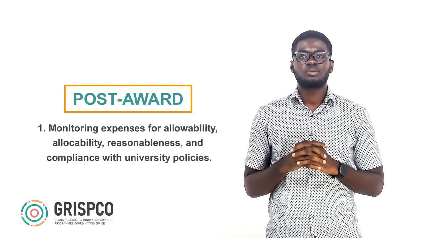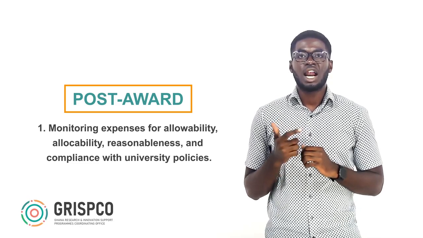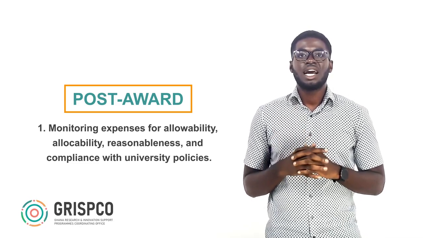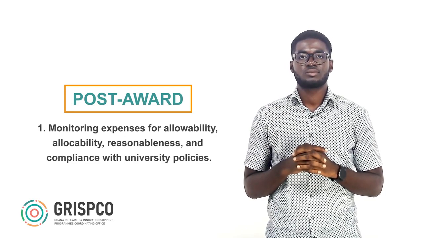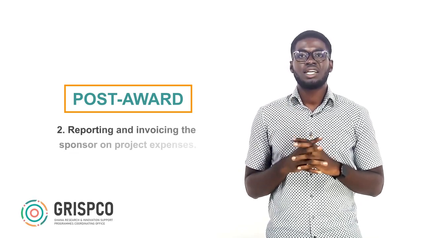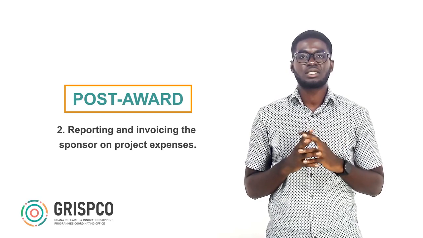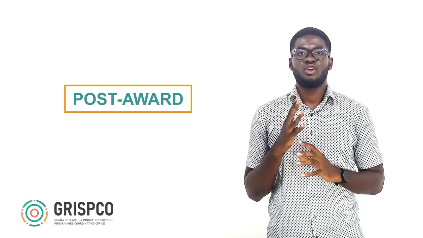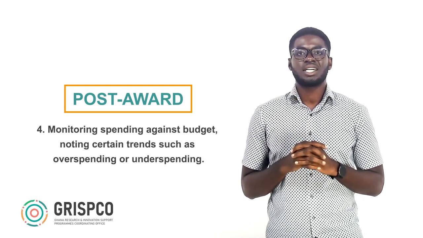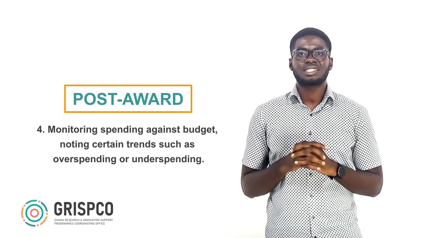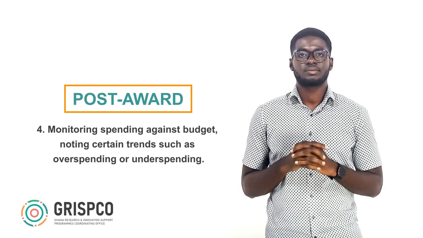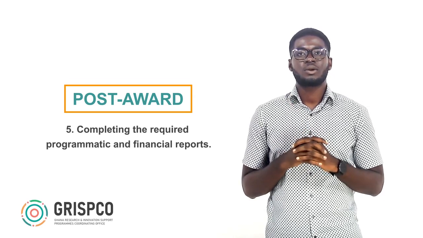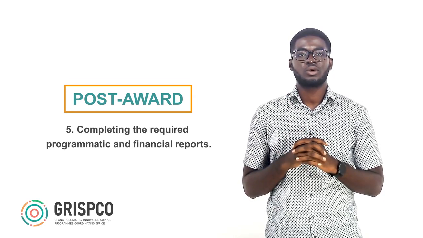1. Monitoring expenses for allowability, allocability, reasonableness, and compliance with university policies. 2. Reporting and invoicing the sponsor on project expenses. 3. Drawdown of funds in the form of checks and wire transfers and posting them to the corresponding accounts. 4. Monitoring spending against budget, noting certain trends such as overspending or underspending. 5. Completing the required programmatic and financial reports.